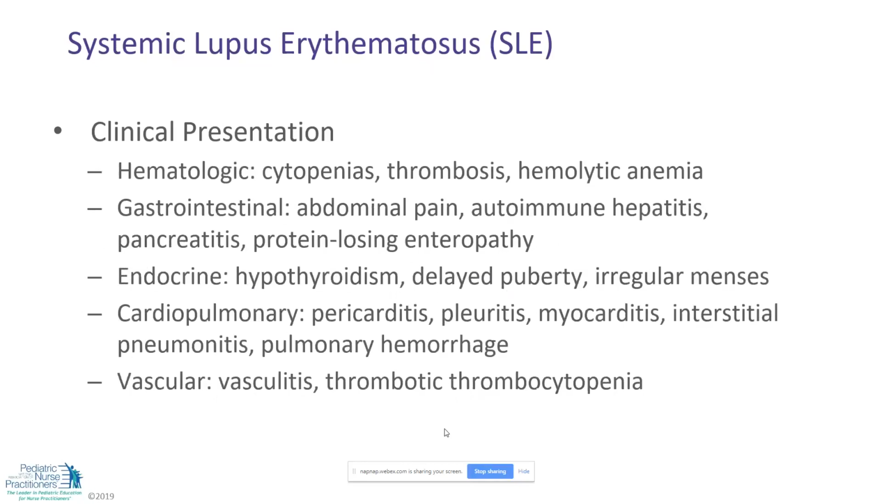Again, from a hematologic perspective, you may see hemolytic anemia in addition to the cytopenias. And then from a GI perspective, the patients may have abdominal pain, autoimmune hepatitis, pancreatitis, and protein-losing enteropathy. The endocrine system can also be affected in the form of hypothyroidism, delayed puberty, and irregular menses. And then we talked a little bit about pericarditis, pleuritis. Patients may experience interstitial pneumonitis and also pulmonary hemorrhage in severe cases. And then they may present with vasculitis and thrombotic thrombocytopenia as well.